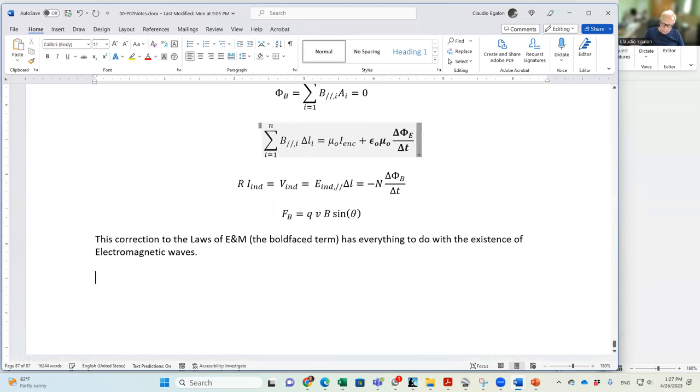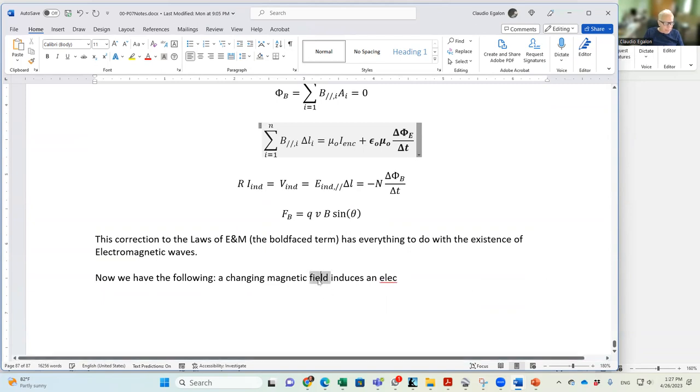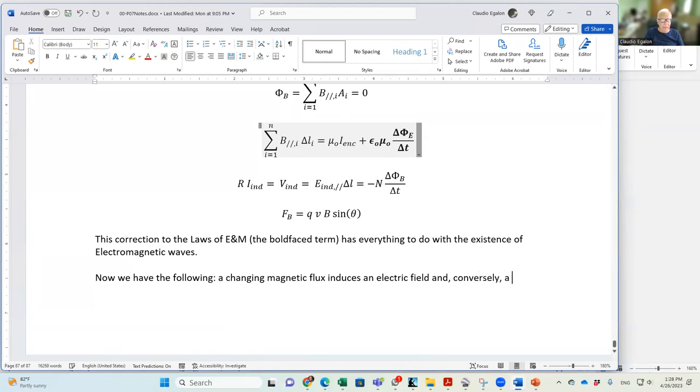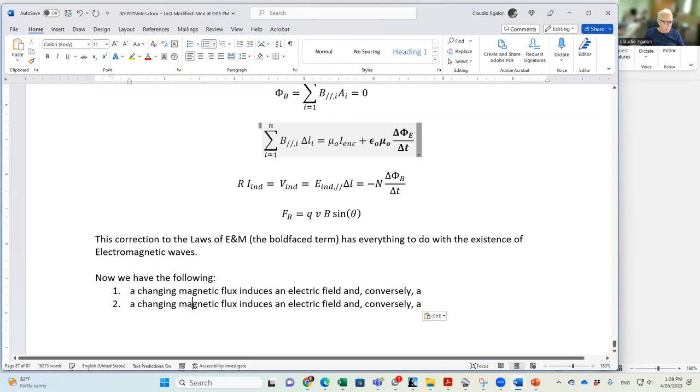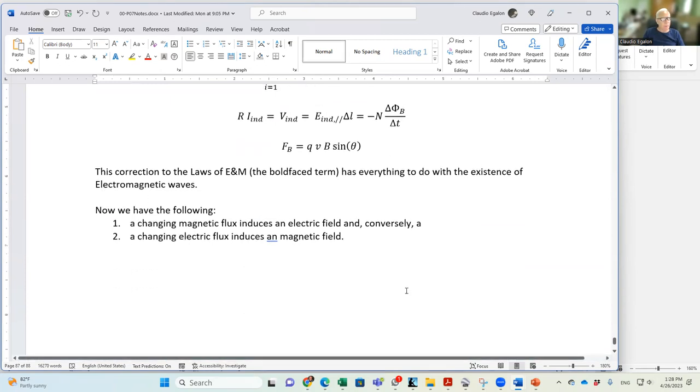Now we have the following. A changing magnetic field induces an electric field. A changing magnetic flux, right? That's what the flux induces, an electric field. And conversely, a changing electric flux induces a magnetic field. But there is more, it's not just that. We're doing step by step here, right?